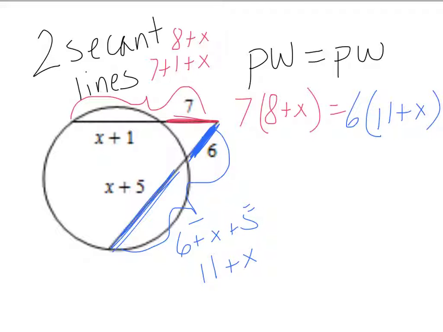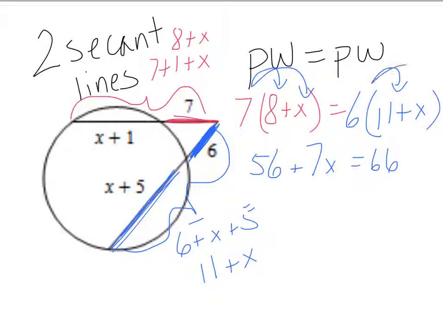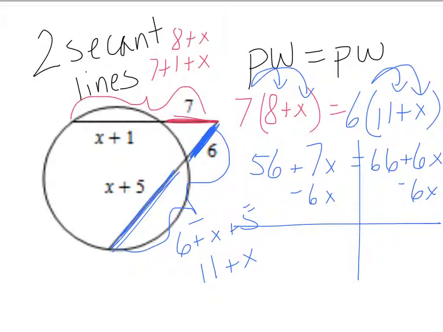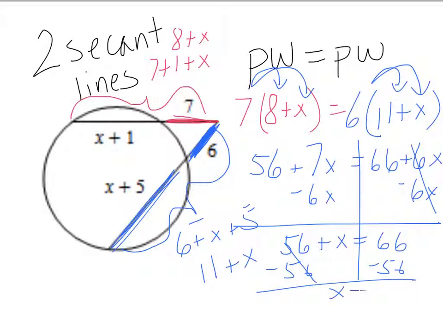Now to solve, we do 7 times 8 is 56. 7 times x is 7x. 6 times 11 is 66. 6 times x is 6x. So then we subtract 6x from both sides. And we get 56 plus x equals 66, because those cancel. Subtract 56 from both sides, and we get x equals 10. So the answer to this one is 10.